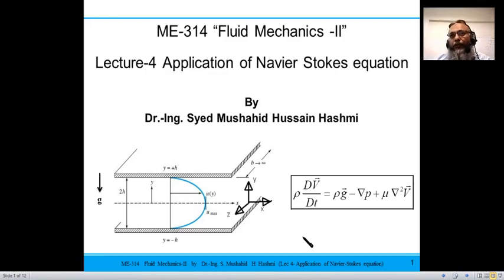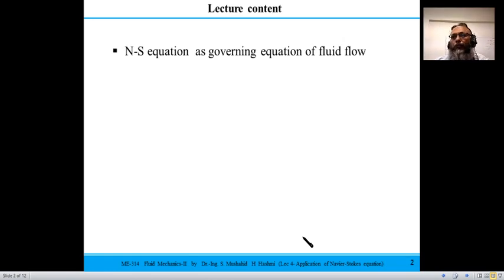Today we have lecture number 4 of the course, Application of Navier Stokes equation. Earlier in the past week we have done 3 lectures in which we have derived the continuity equation and the momentum equation. In this lecture we will talk about the Navier Stokes equation, which is actually a combination of the continuity equation as well as the momentum equation, and we will see that this set of equations actually governs the fluid flow. So that's why we call such equations governing equations.